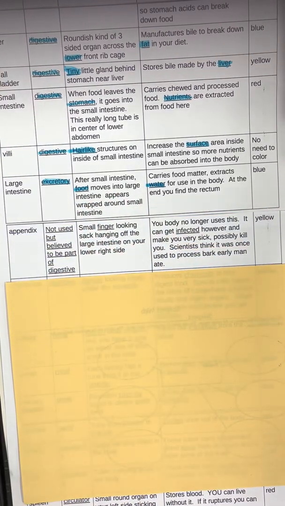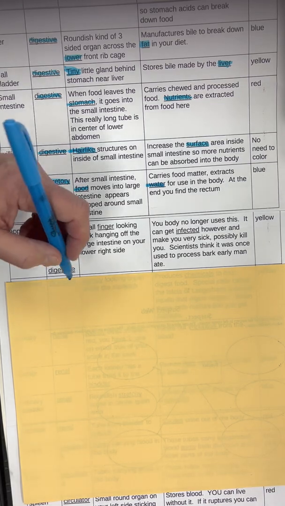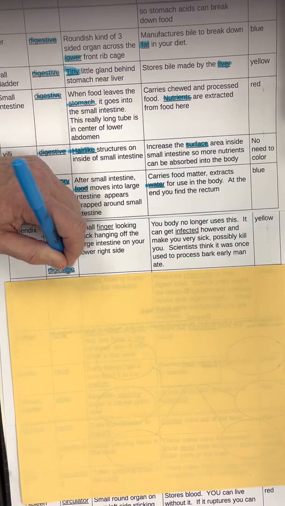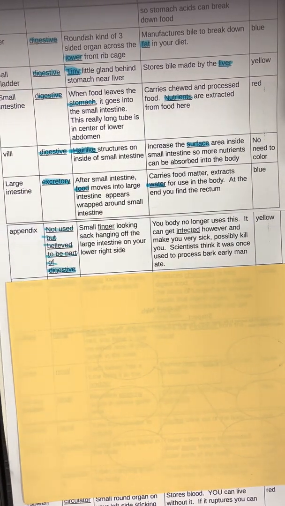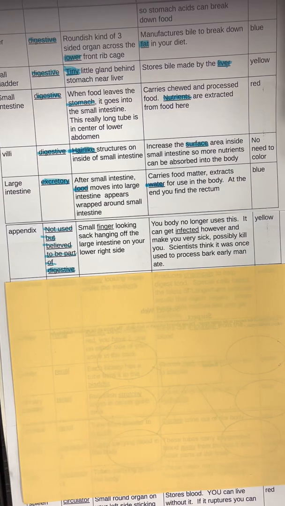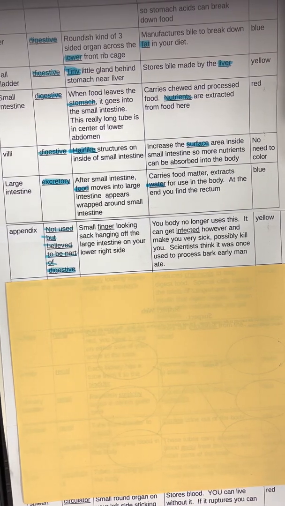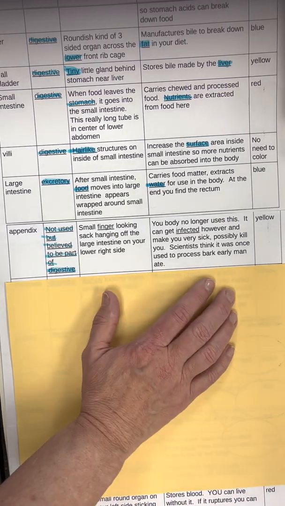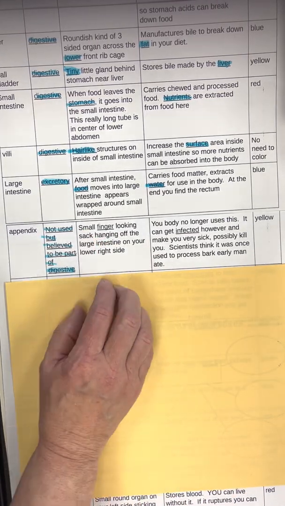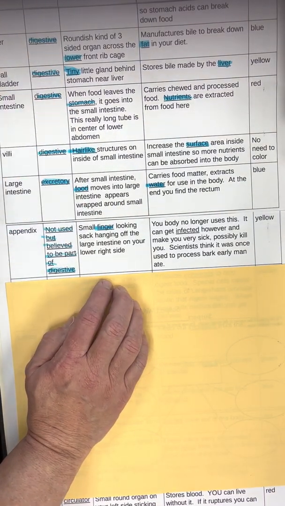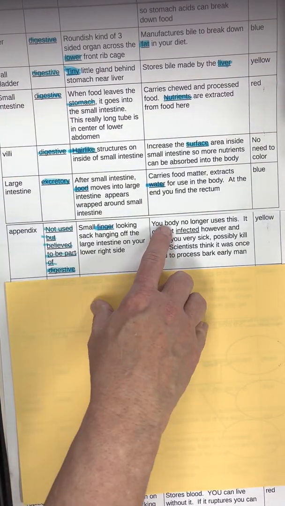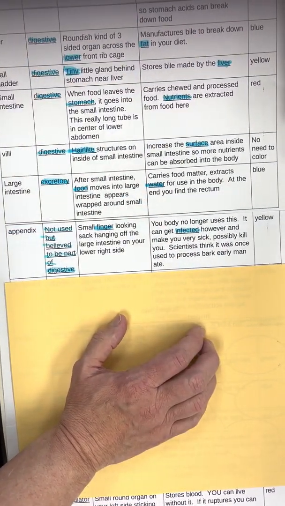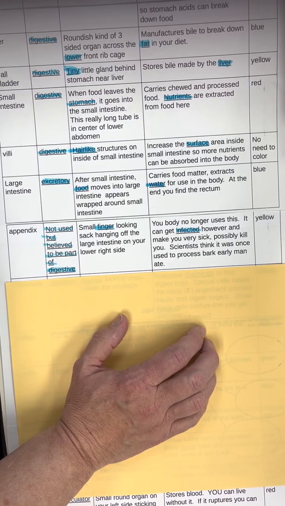Appendix. We don't use those anymore, but it was thought to be digestive. So we don't use the appendix anymore. It's a little finger-like thing that hangs off your large intestine on the lower right side of your body. So if you get pain in the right side of your body, it might be your appendix. It says small finger-like sac hanging off the large intestine on your lower right side. Your body no longer uses this. It can get infected, however, and make you very sick, possibly kill you.